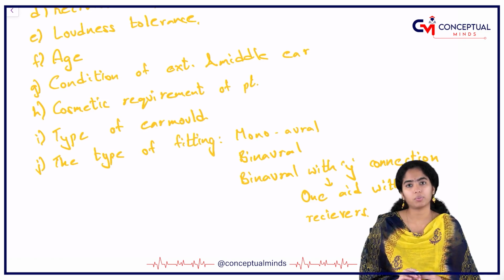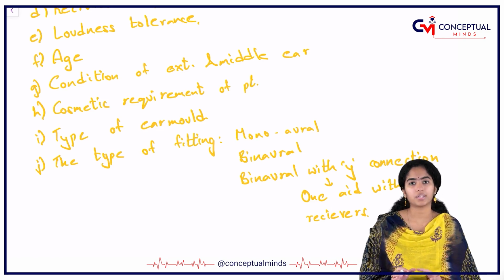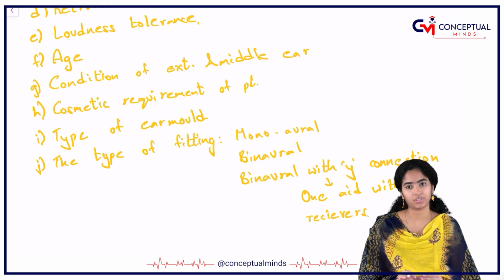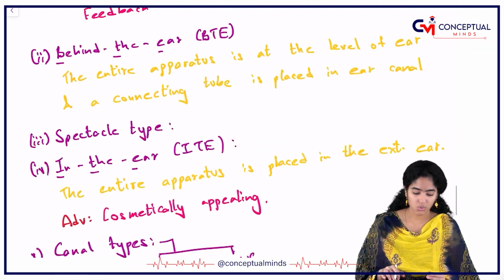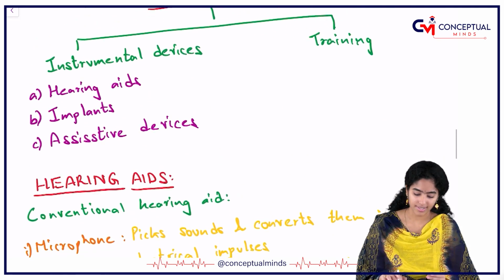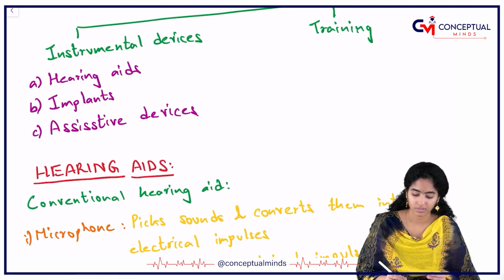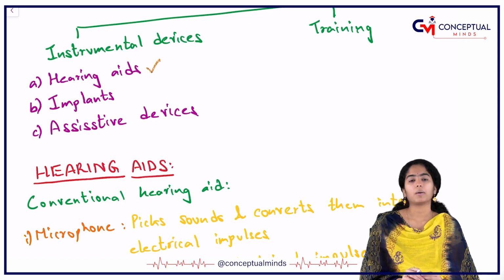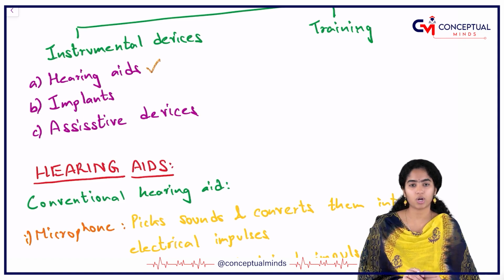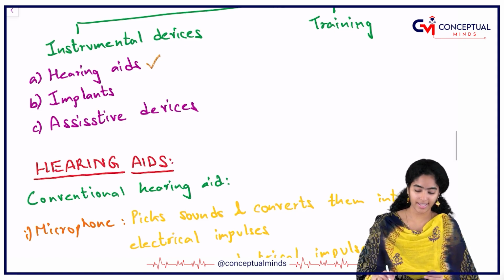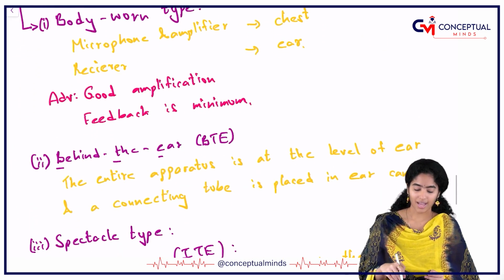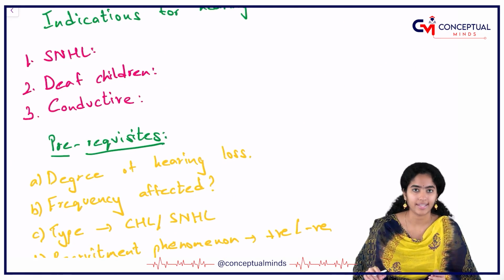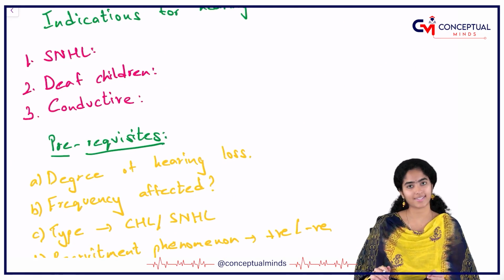So with this, we have understood about the basics of hearing aids, what are the conventional hearing aids and what are the prerequisites, what are the types of hearing aids and everything. In instrumental devices, we have completed the first part, that is hearing aids. We have various types of implants and assistive devices about which we shall learn in the next video. Most important is bone anchored. In hearing aids, after the conventional hearing aids, there is another very important category called bone anchored hearing aids. After that, we shall learn about implants and assistive devices.